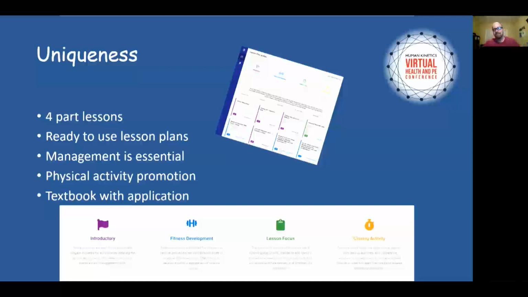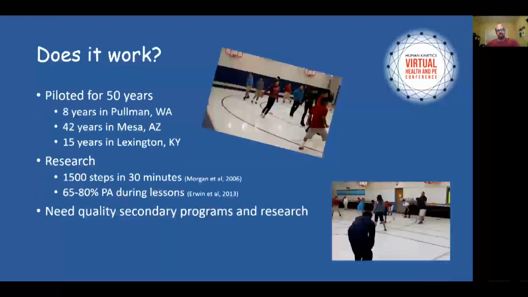And if you look at the lesson plans, it looks like a lot of information to teach, but if you manage students, it can be done. Now, the lesson plans are usually meant to teach 3 or 4 lessons as opposed to 1 lesson, but you have to be efficient to get a lot of that accomplished. Does it work? It's been piloted for 50 years.